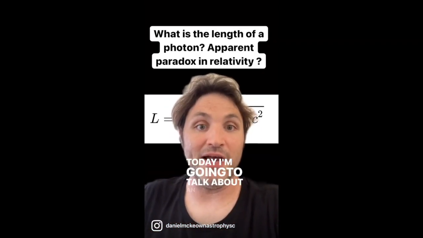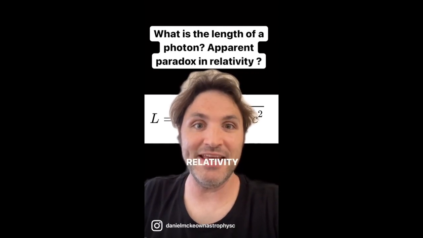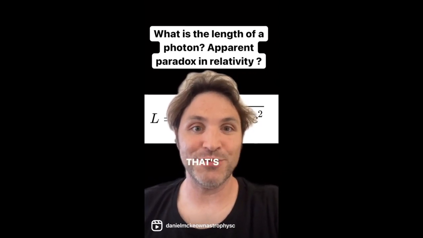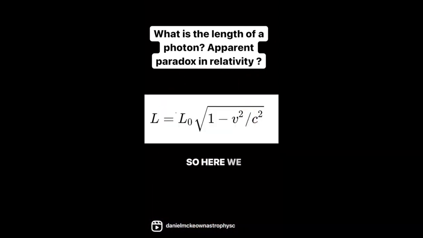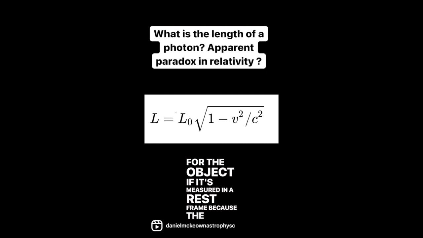Today I'm going to talk about an apparent paradox in relativity and its resolution. That's right, today we're going to talk about what is the length of a photon. So here we have the formula for length contraction. L0 is the length of the object in its moving frame. L is the length of the object as measured by a person at rest. As you can see here, the formula will show a shortened length for the object if it's measured in a rest frame because the original length L0 is multiplied by that factor in the square root, so it's less than 1.